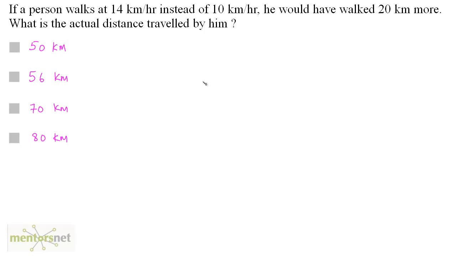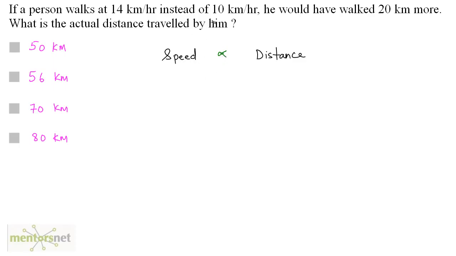If a person walks at 14 kilometers per hour instead of 10 kilometers per hour, he would have walked 20 kilometers more. What is the actual distance traveled by him? Well, we have speed and distance. And speed is directly proportional to distance because speed is equal to distance upon time.